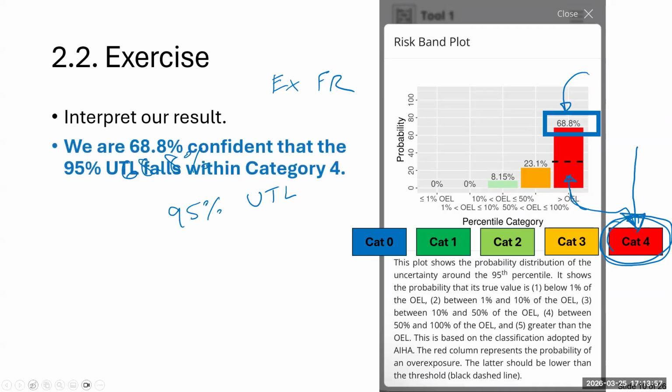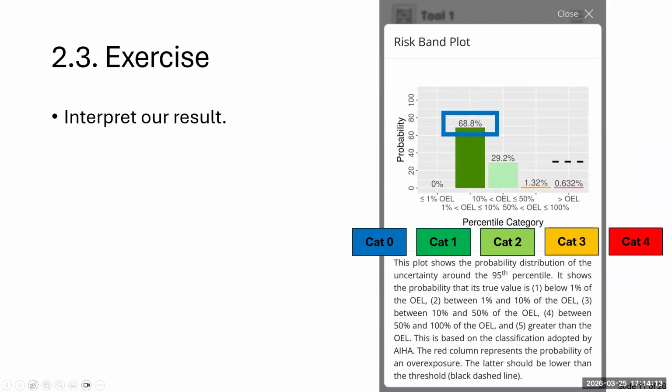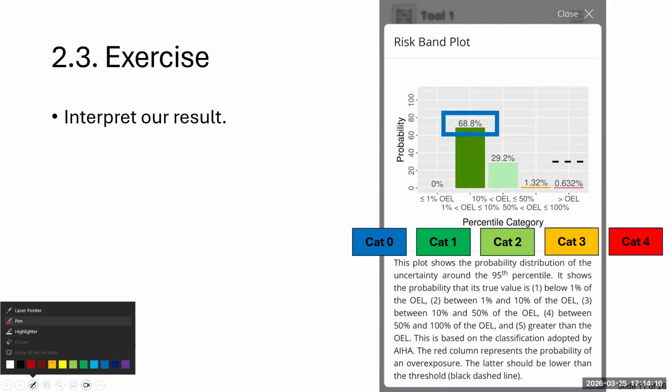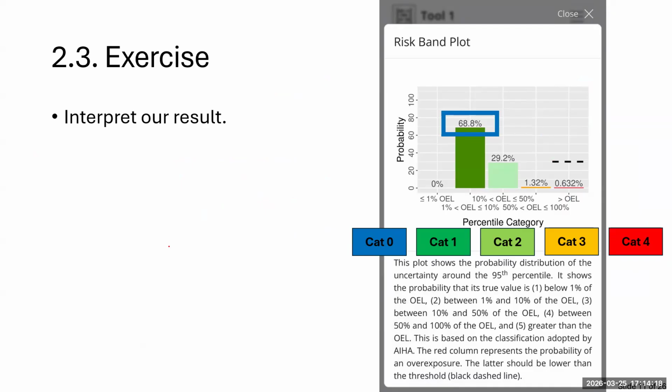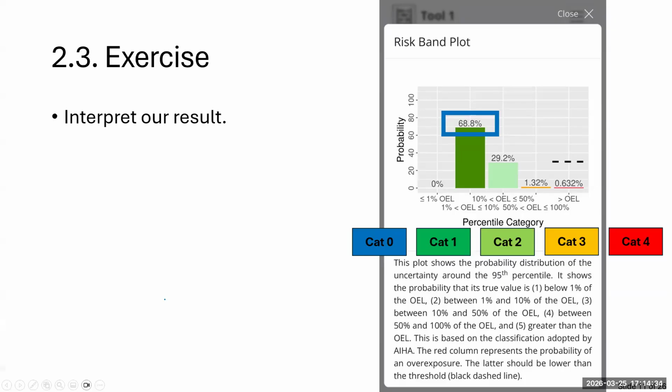So let me push across and it's going to give me what I wrote before, 68.8% confident, or we could say there's a 68.8% chance that our 95% UTL falls within category 4. So these were two very different sets of data I plugged into the tool. The number happened to be the same. I don't know how that happened, but that was by chance. So go ahead and interpret this result. Adi, I appreciate your participation there. Go ahead and interpret this one, and then we'll talk about it.